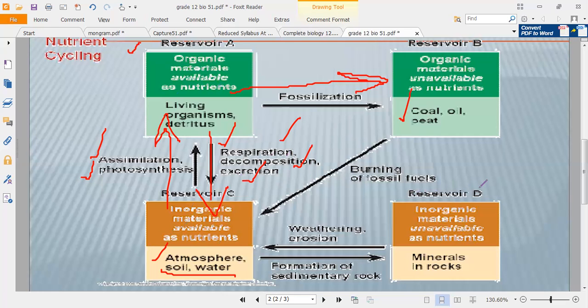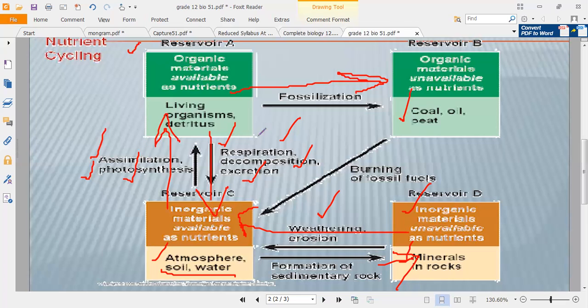When we see reservoir D, that is completely inorganic material as well as abiotic, non-living, in which minerals present in the rocks become available through weathering and erosion. Through weathering and erosion, they move into the atmosphere, soil and water, and again after millions of years of sedimentation, they form rocks again. That is a very slow process, and that is a faster process.